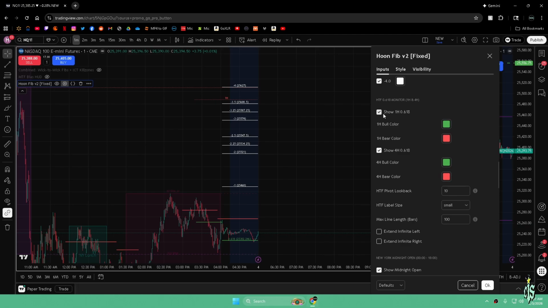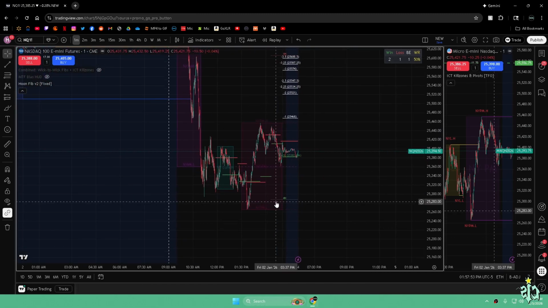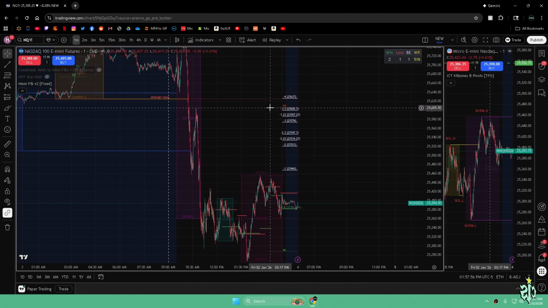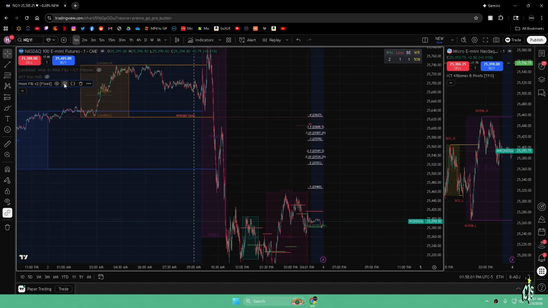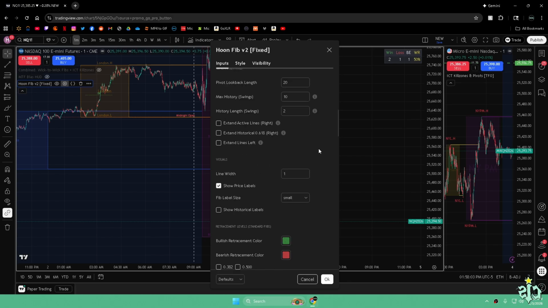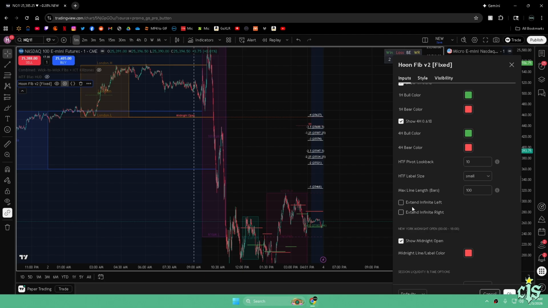Now, here's the big thing that I've noticed. We have higher time frame fibs that are automatically marked out for us. So we have the 1 hour and we have the 4 hour. And same thing with the normal fib. We have a bullish and bearish fib levels, right? Boom, boom. Okay, I'm gonna reopen it. Okay, over that, and you could extend those infinitely to the right or to the left, right? So you can have more information.